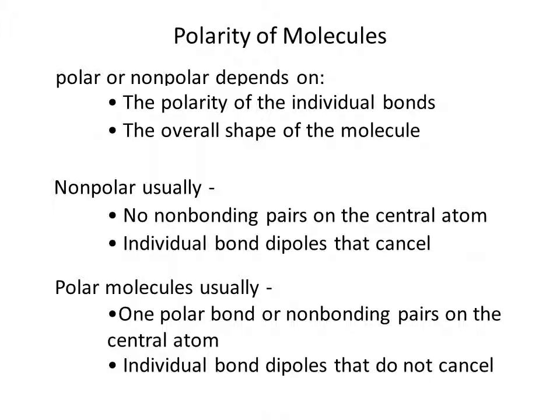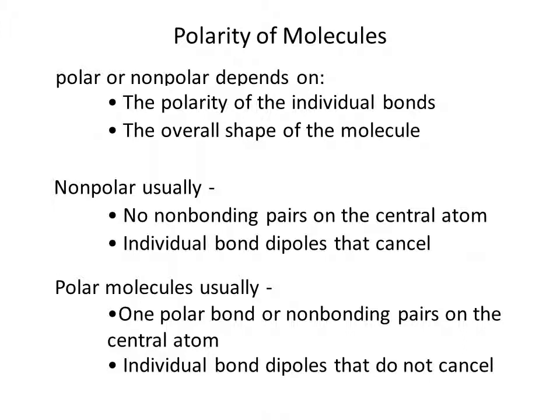But if we have a molecule that has polar bonds and it's asymmetrical, there's some asymmetry in there, then it will be a polar molecule. Well, let's simplify this and make it a little bit easier for you to recognize. Nonpolar molecules usually have either very small dipoles in their bonds, for instance, carbon-hydrogen bonds, or they have no non-bonding pairs on the central atom, so the molecule is completely symmetrical and the individual bond dipoles cancel.